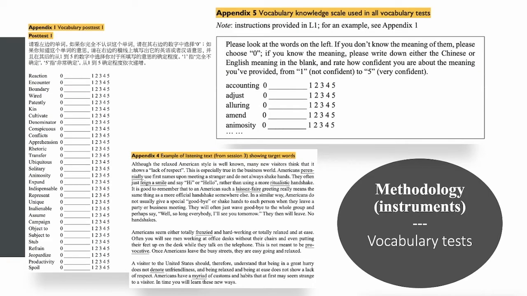So next, you can see the 3 tests in this research. Vocabulary test as instrument. Appendix 1 is a vocabulary baseline test, which was designed by the researcher together with the post-test to measure the effectiveness of intervention. This test actually is very reliable because it scored 0.75 alpha. And Appendix 5 is the vocabulary knowledge scale used in all vocabulary tests. Appendix 4 is an example of a listening text showing target words.